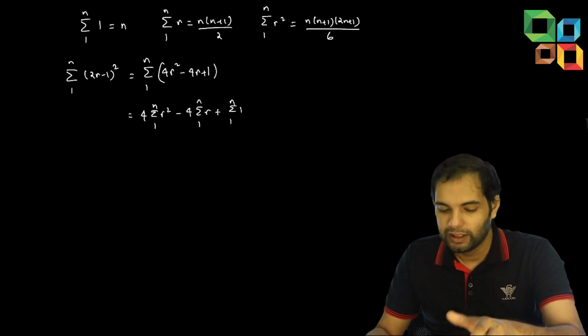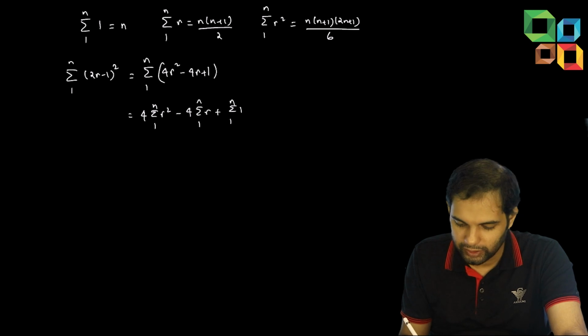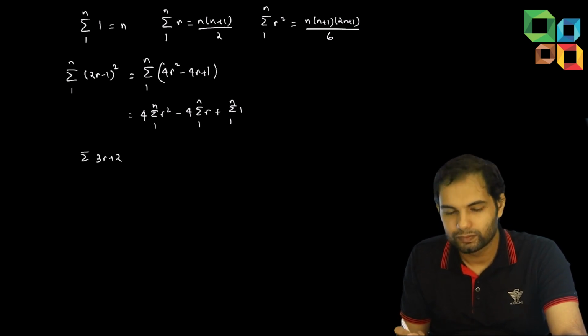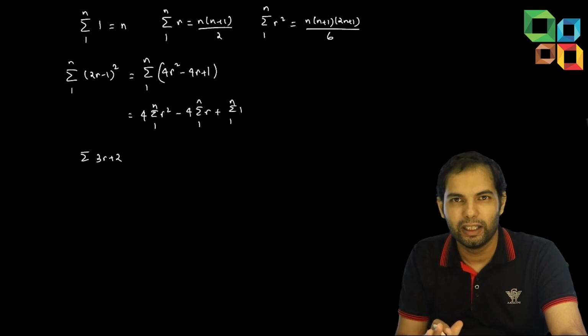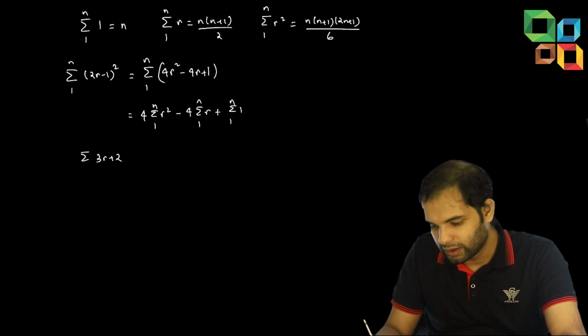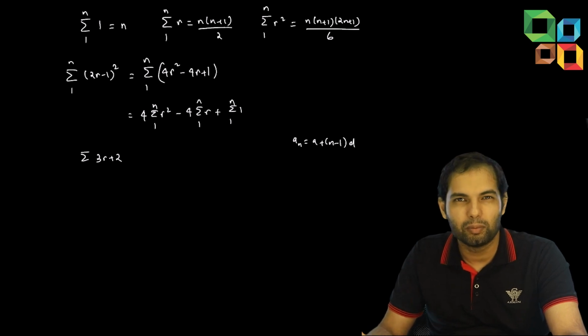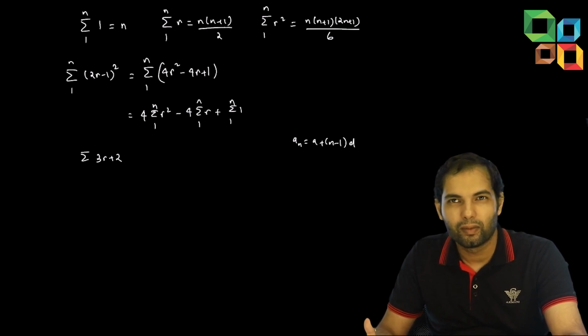Any AP, see, what is an AP? Look at this. An AP would be something like 3r plus 2. Usually it is a linear term. Any generic AP would be, say, an is a plus n minus 1 into d. So it will be something of this form, maybe 3r plus 2 or 10r plus 5.